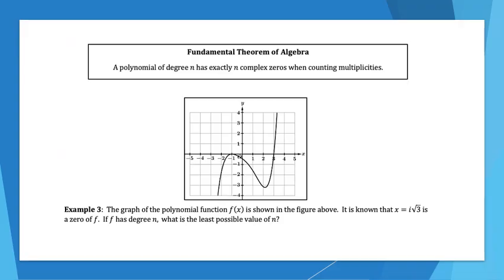So now what we're getting into is the fundamental theorem of algebra. It's a pretty cool sounding name, right? That sounds super important for a pretty lackluster theorem. Basically what it says is, let's say we have the zeros x equals 0, x equals 1, x equals 2, and x equals 3i, and then x equals -3i.